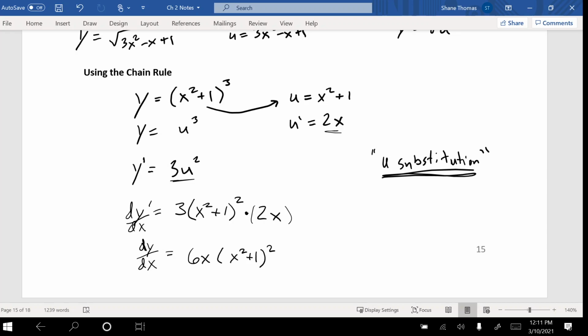If you had to do that problem, write it out 3 times, do the product rule twice, multiply everything back through. See what I mean? Yeah, that would be really ugly. So what this is doing is taking an ugly function or an ugly derivative, splitting it into 2 less ugly ones, and then bringing it back together.